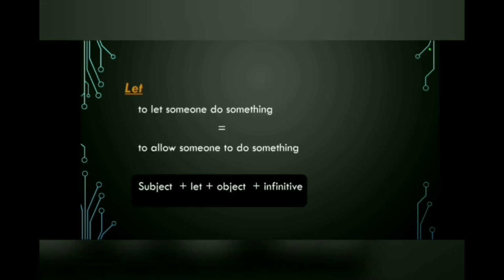Let's move on to let. When we use let as a causative verb, it means that we allow someone to do something. We give them permission. The structure is subject, let, object, infinitive. Are you noticing a trend here?